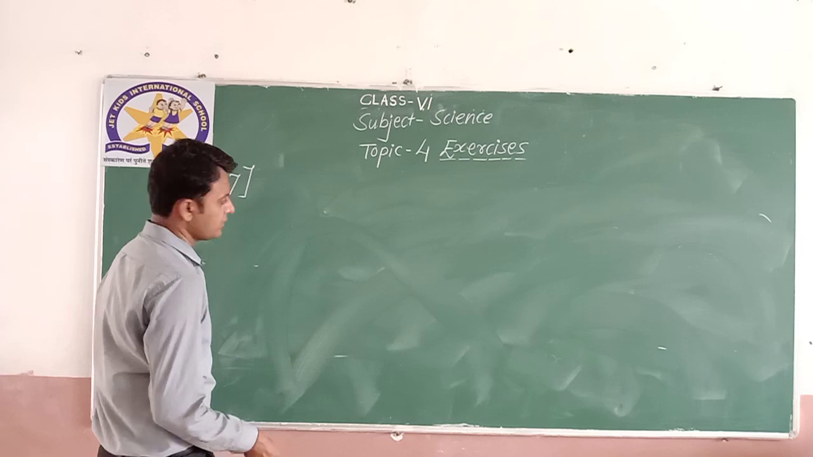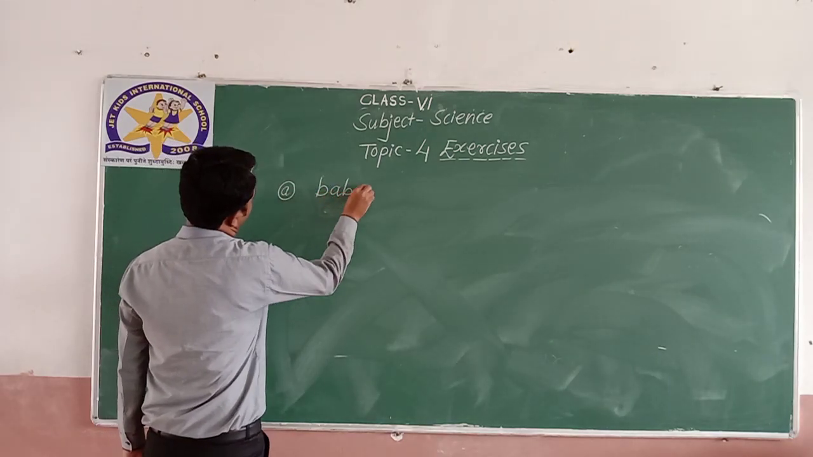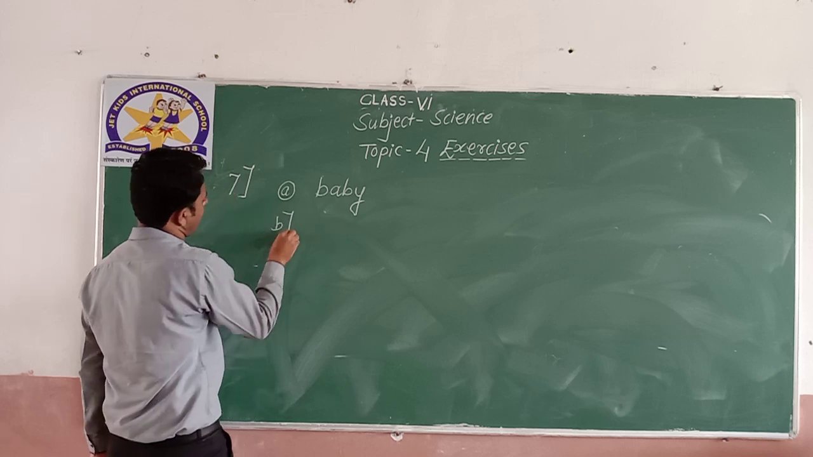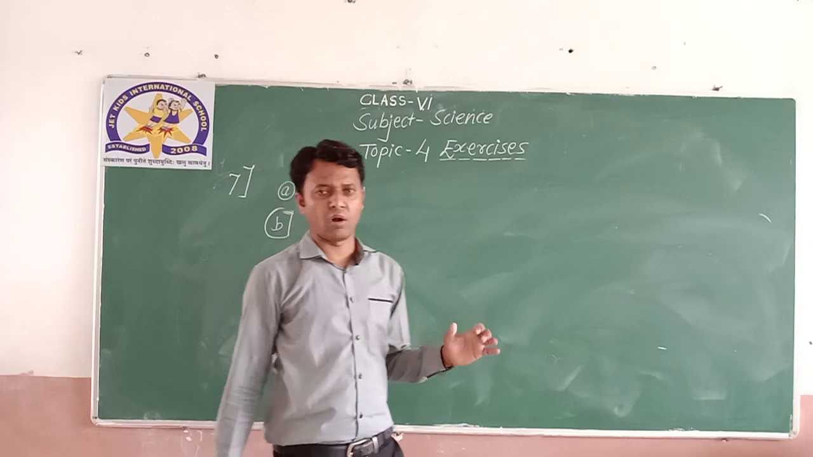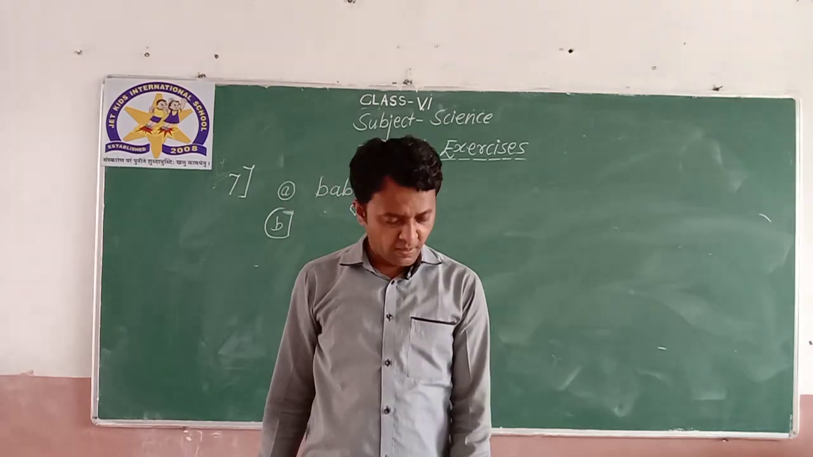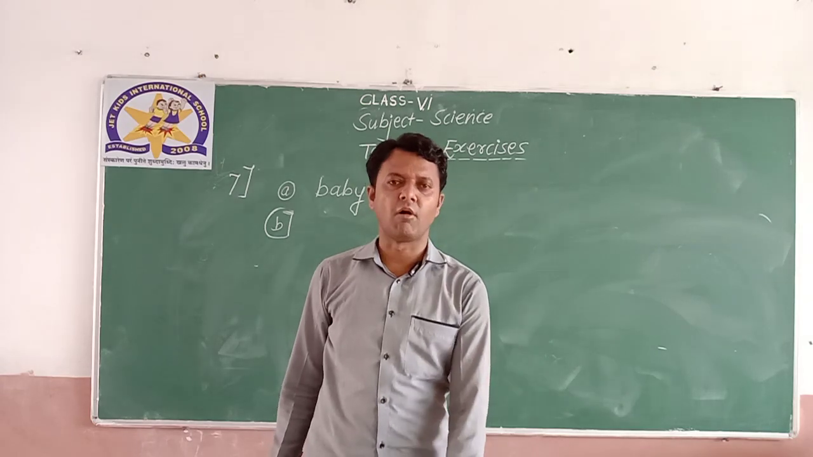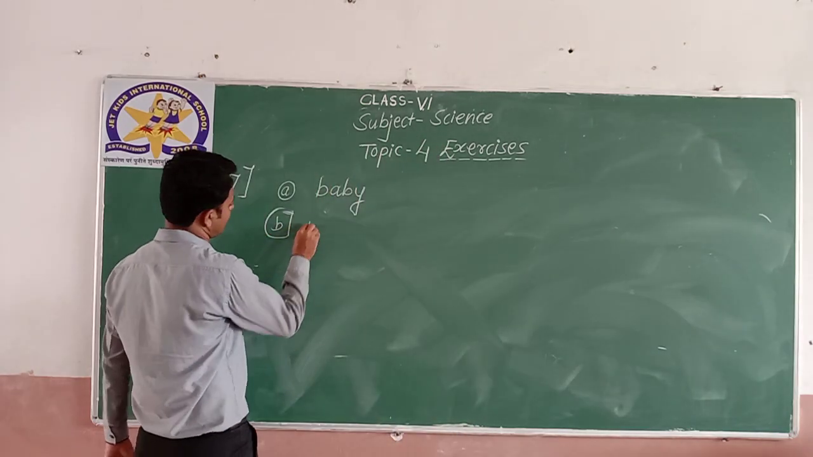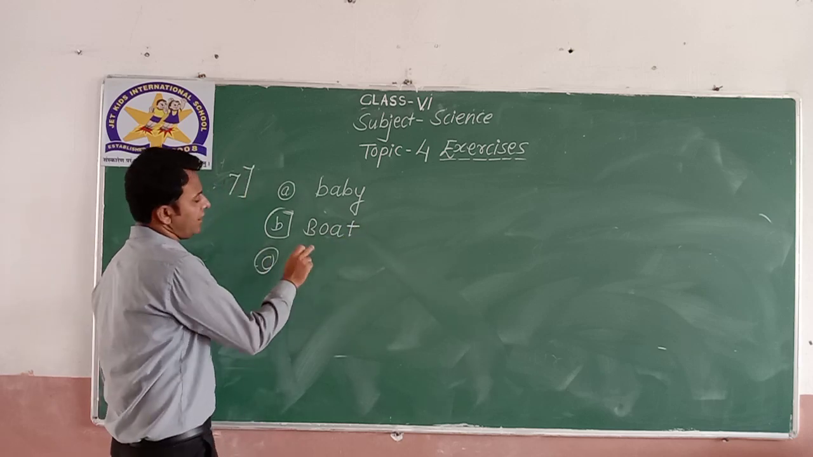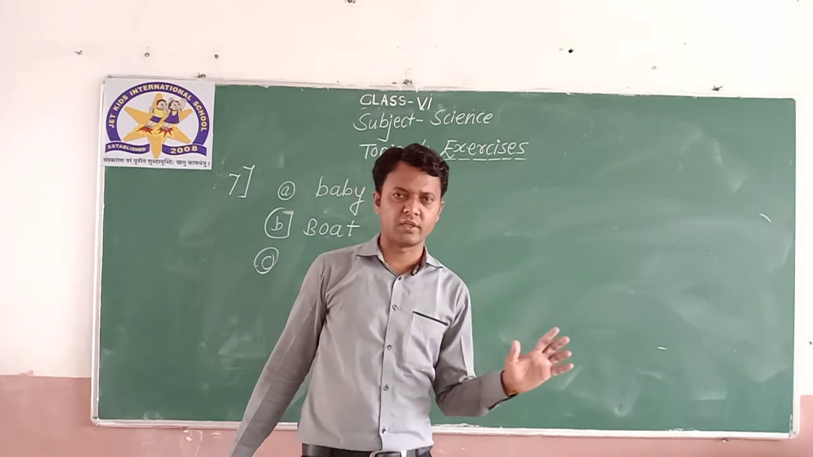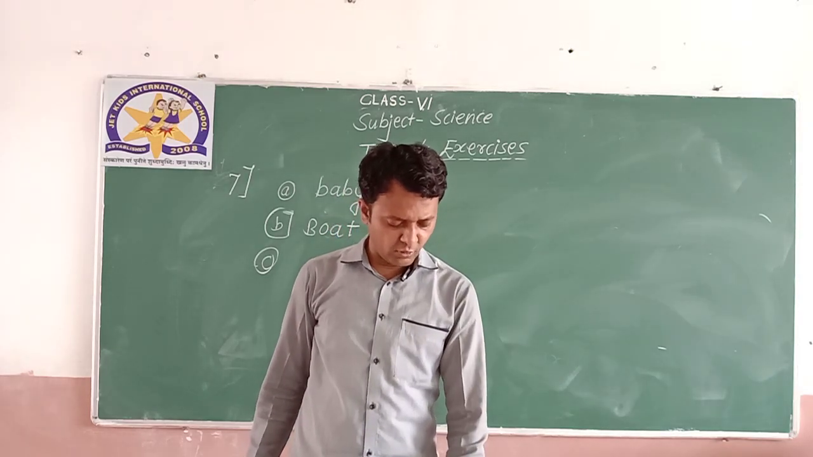Baby. Baby is the odd one out because all others are non-living things, and baby is a living thing. B: rose, jasmine, boat, marigold, lotus. Obviously boat, because all others are flowers, and boat is made of wood. So the odd one out is boat.